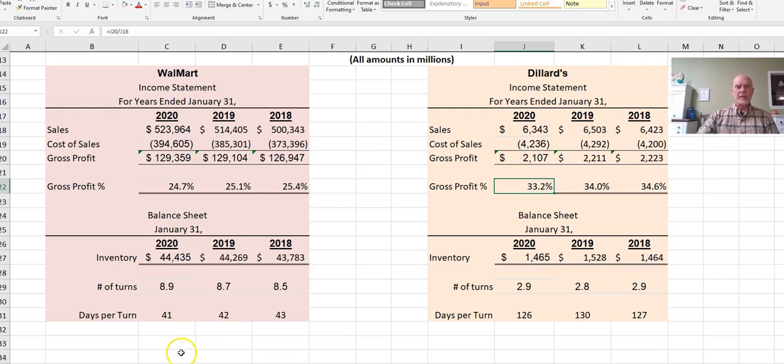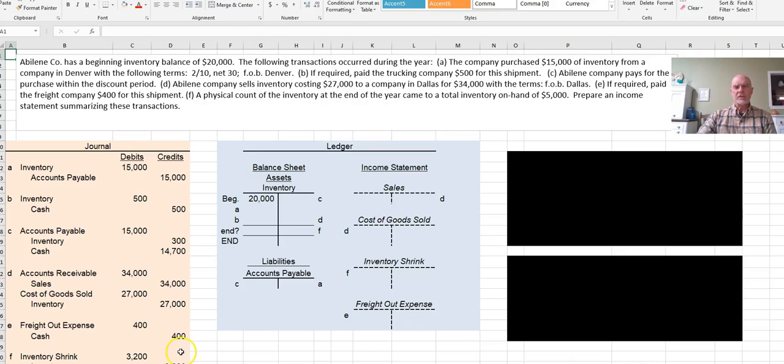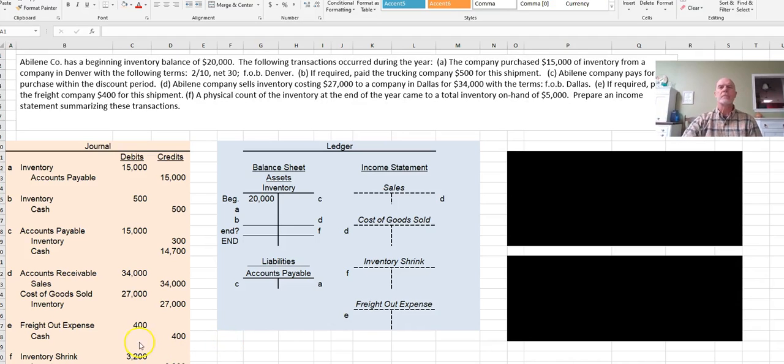Okay, so we've talked about inventory shrink and inventory turnover. And now what I want to do is look at a comprehensive example that covers a lot of the issues that we've talked about in Chapter 4. So I'll make this relatively quick, but look at this example. It says Abilene Company has a beginning inventory of $20,000. So I've got that here in the inventory account. The following transactions occurred during the year.